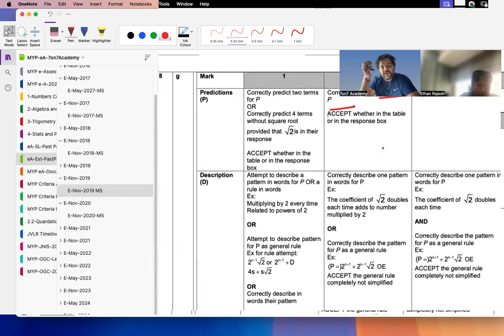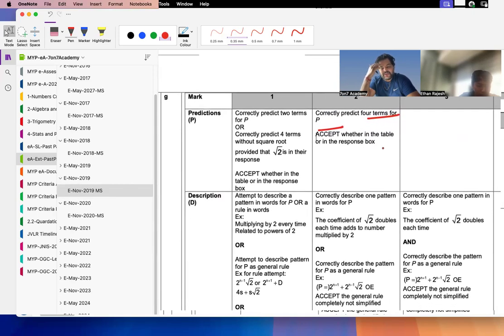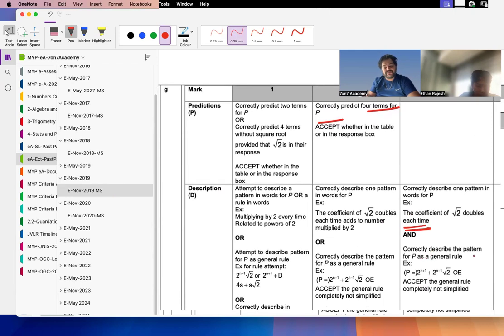Now 3 marks you'll get if you describe it properly. Describe the one pattern of P. Example, the coefficient of root 2. The coefficient of root 2 doubles each time. Another way you can write correct descriptions of the pattern for P is as the general rule. So this we got it. Accept the general rule completely, not simplified. So this you can accept also.